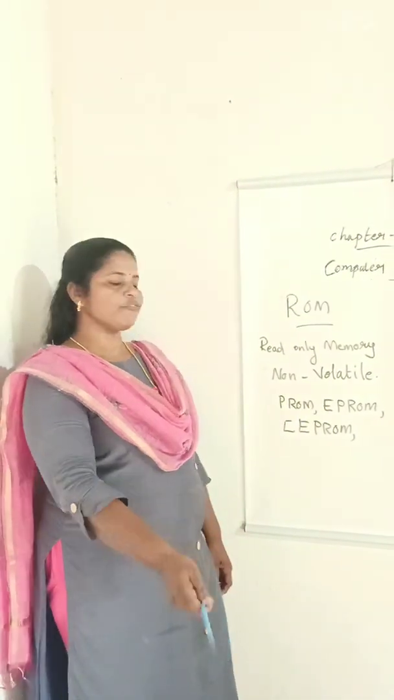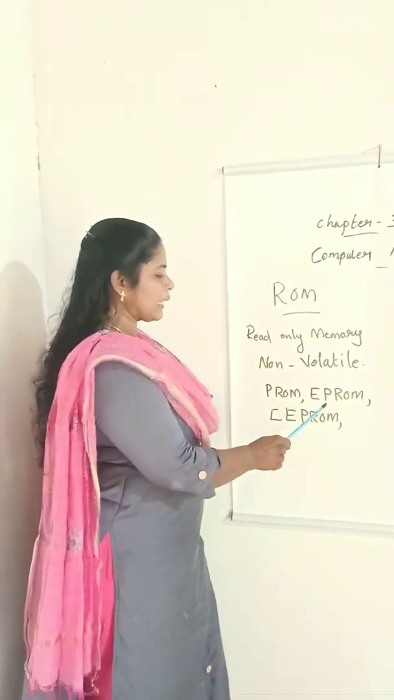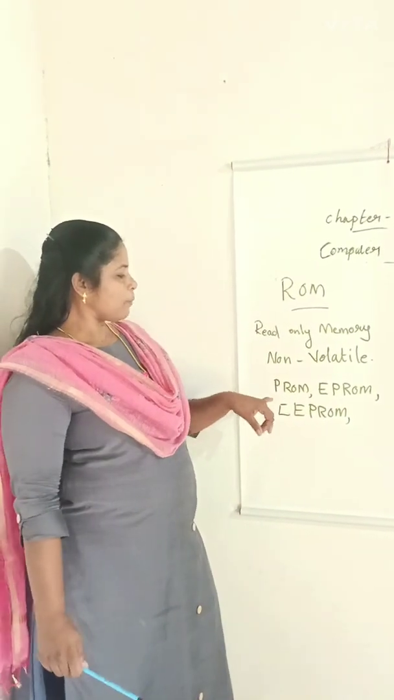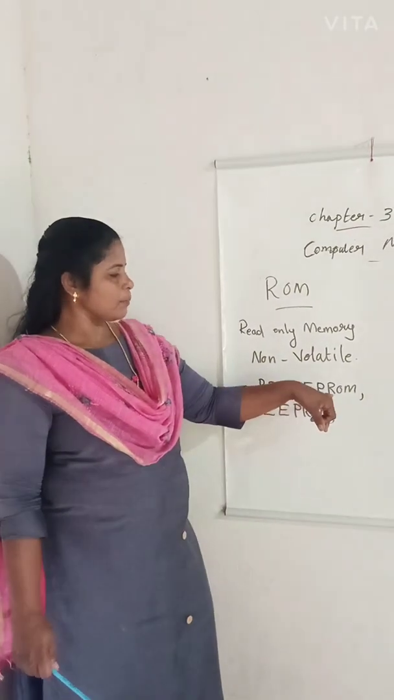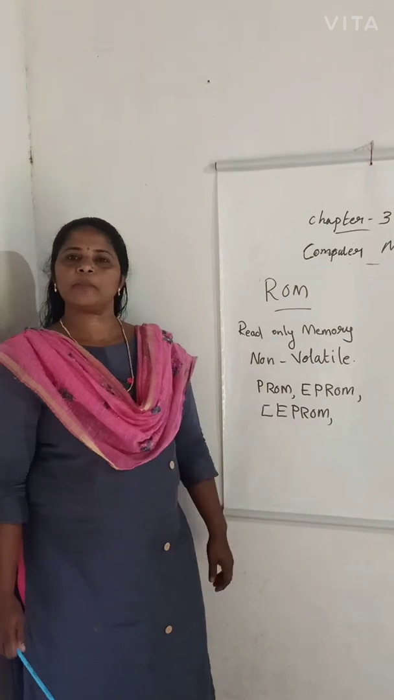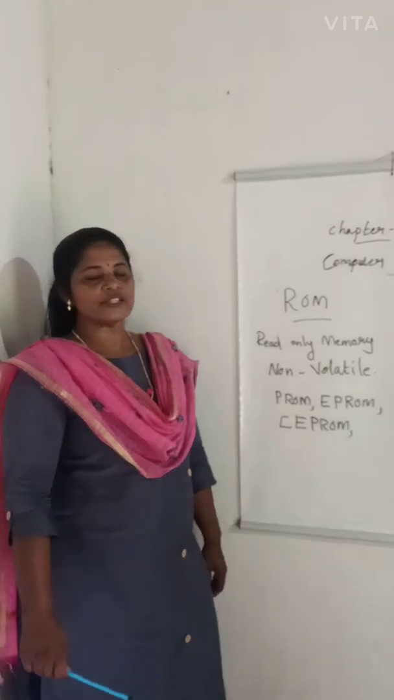Okay, examples of ROM: PROM, EPROM, EEPROM. Programmable ROM, erasable programmable ROM, electronically erasable programmable ROM. These are the examples of ROM.